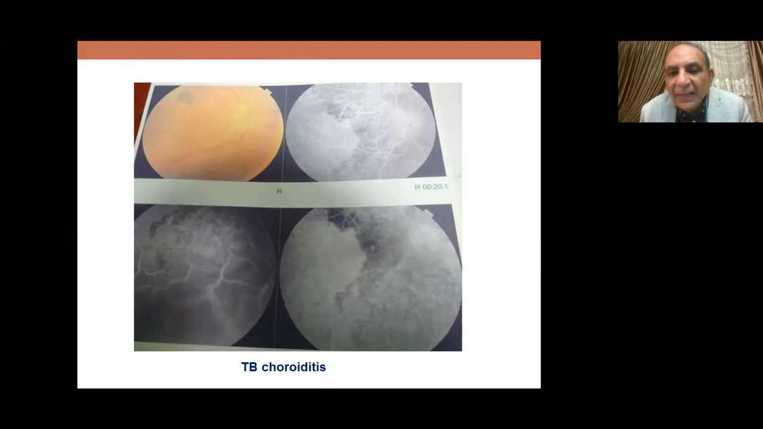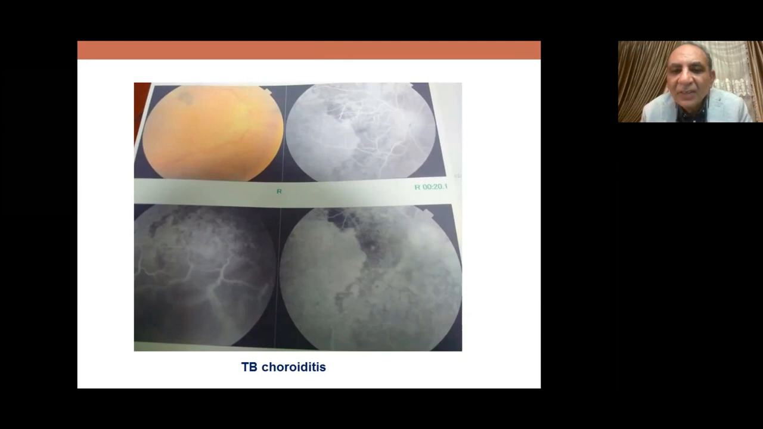Here, if I exclude any other causes and everything comes back normal, which is the case in most cases of latent TB where you can't find anything abnormal, you order either a tuberculin skin test or the gold test, the gamma quantiferon test, and a chest X-ray or CT scan.